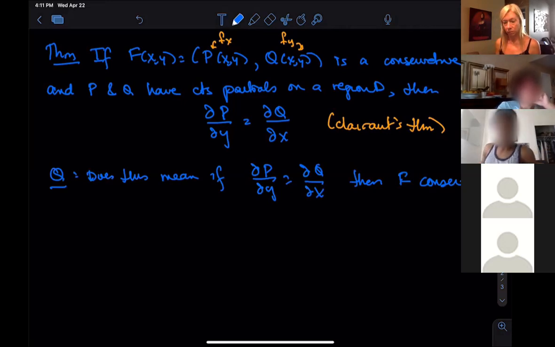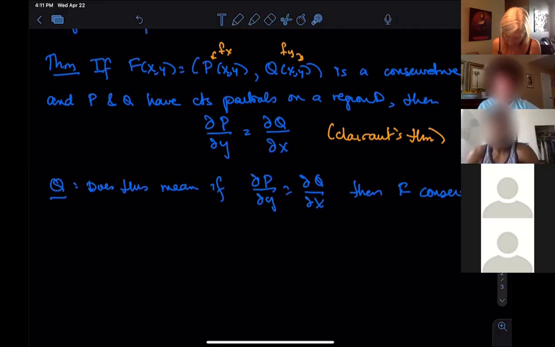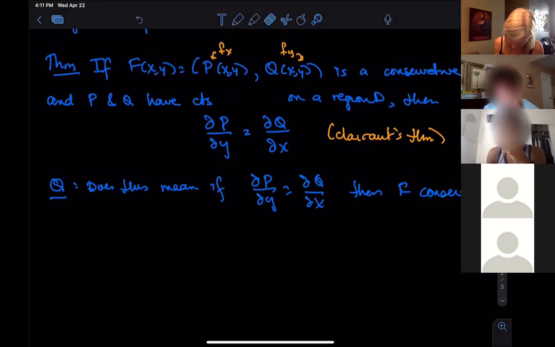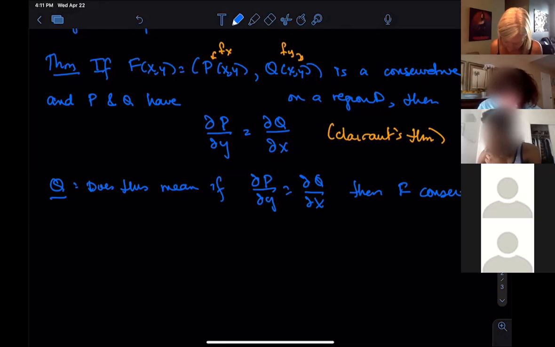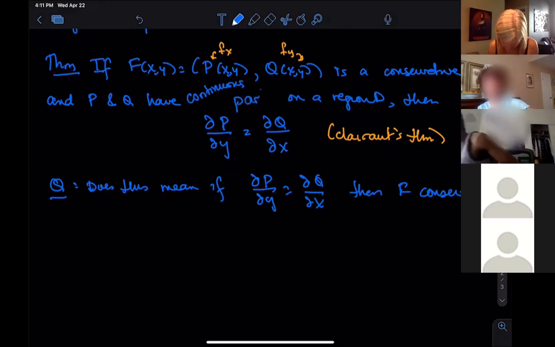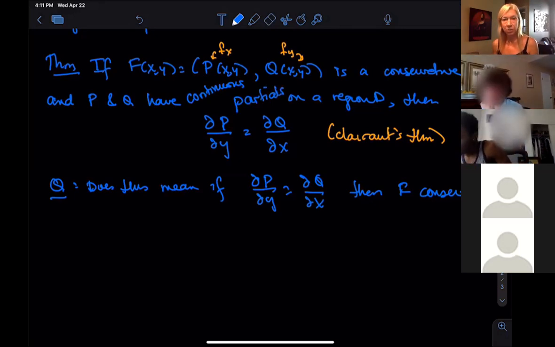What does the bottom line of the theorem say? The bottom line of the theorem. You mean this right here, or this right here? No, up on the top, right above the dP/dy. Oh, continuous partials? CTS is a common shorthand for continuous partials. So if the partial derivatives exist and are continuous on some region. Thank you. Okay, what do we think about this question?